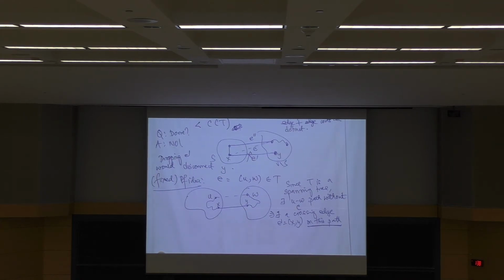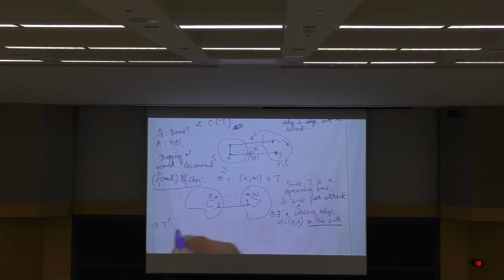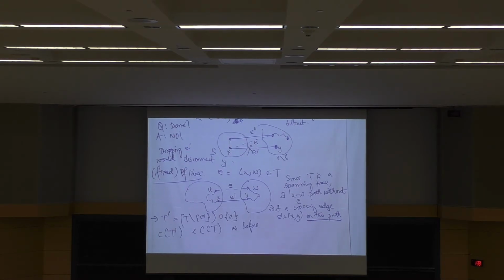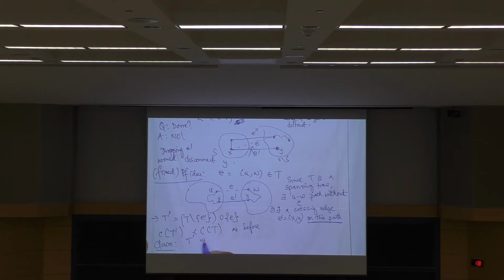Now the definition of T prime is exactly the same as before. So this is E prime. I drop this edge E prime and add this edge E. So the cost of T prime is less than the cost of T as before. It's exactly the same argument, nothing changes there. We just have to argue that T prime still connects everything. So the claim is T prime is connected.